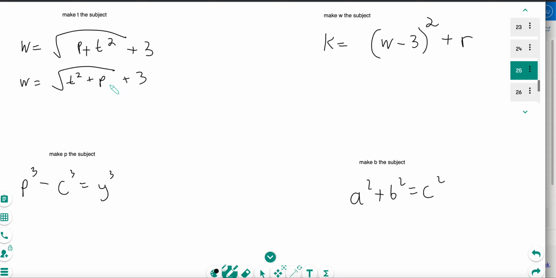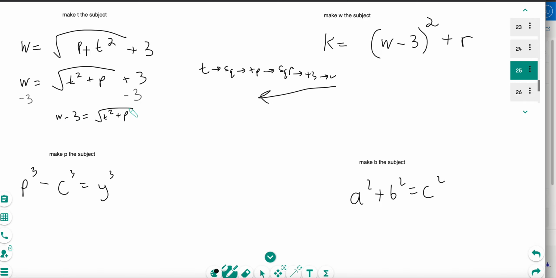And we can work backwards. So t is being squared. Let's draw our function machine. T is being squared. Then it's being added to p. Then it's being square rooted. And then it's being added by 3. And w is coming out. So we can see, okay, if we work backwards, we have to get rid of plus 3 first. The opposite of plus 3 is minus 3. Do the same thing to the other side. So w minus 3 is equal to the square root of t squared plus p.